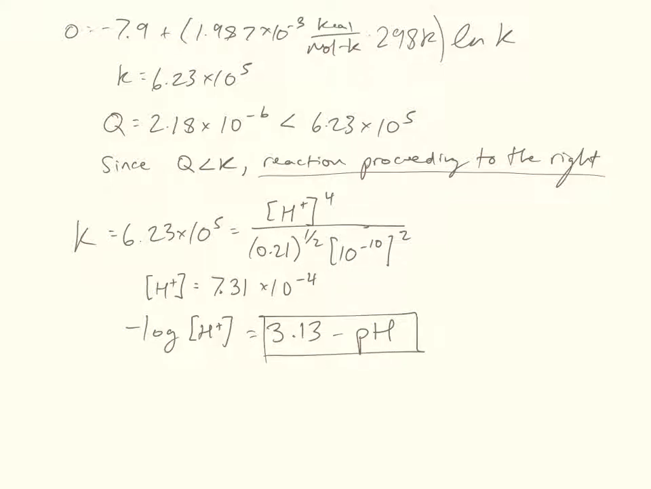So for part B, we said, okay, we are at equilibrium. At equilibrium, K equals Q. Let's solve for the H plus concentration and determine pH from that.